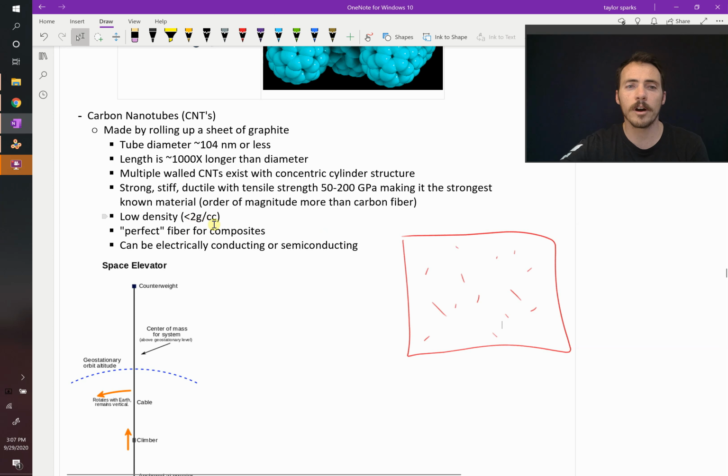These things have remarkably low density, less than 2 grams per cc, and given the strength they have, the specific strength, the specific stiffness, that means the mechanical value divided by the density, puts it in a really amazing spot. So these would be sort of a perfect fiber for composites.